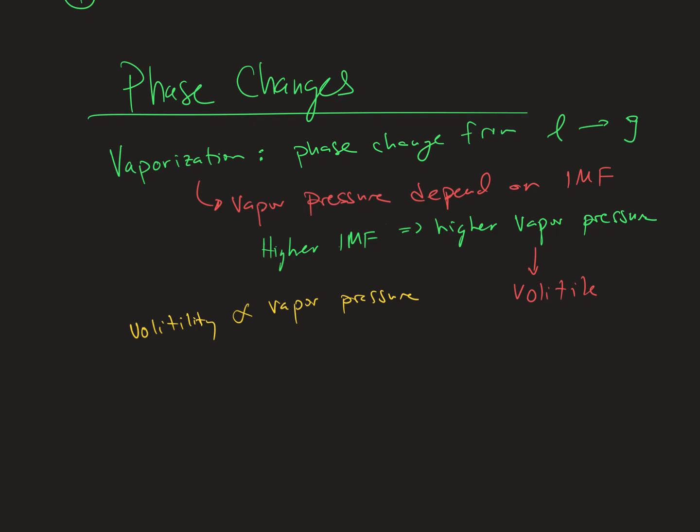So know this for the test. That's an exact question on there, okay? If we have a higher boiling point, that means we have a higher or lower vapor pressure. Higher vapor pressure, okay?